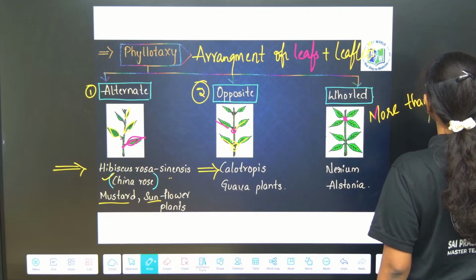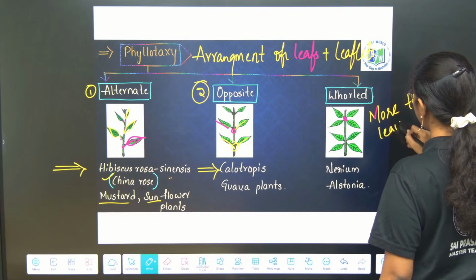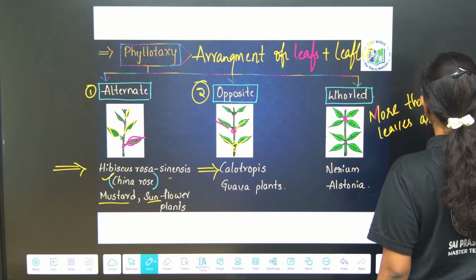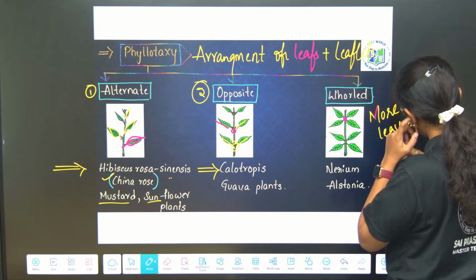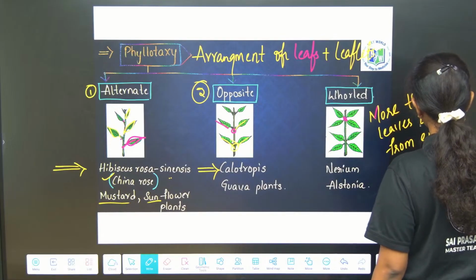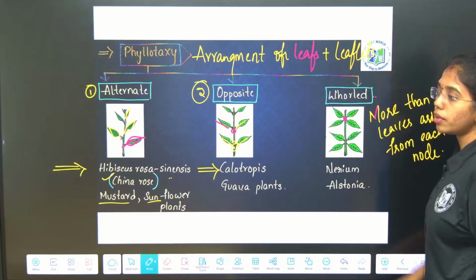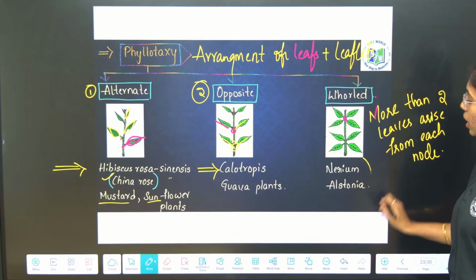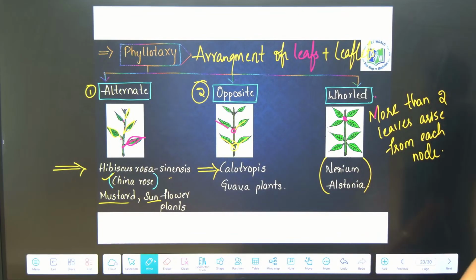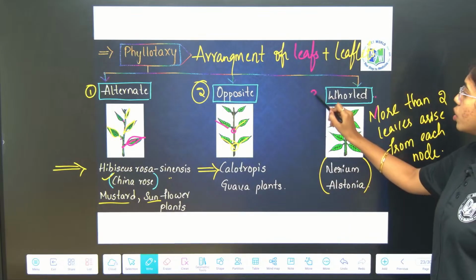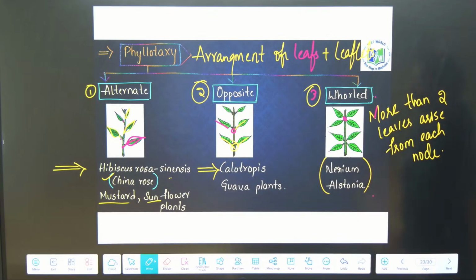More than two leaves arise from each node. This is called whorled phyllotaxy. Examples, Nerium and Alstonia. These are the examples. Okay. Third is whorled phyllotaxy, that is Nerium and Alstonia. So, you are clear with this now?